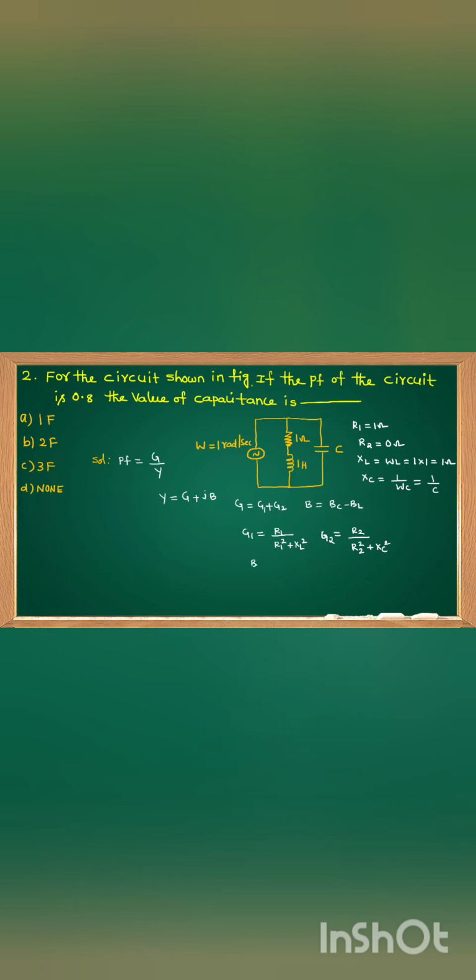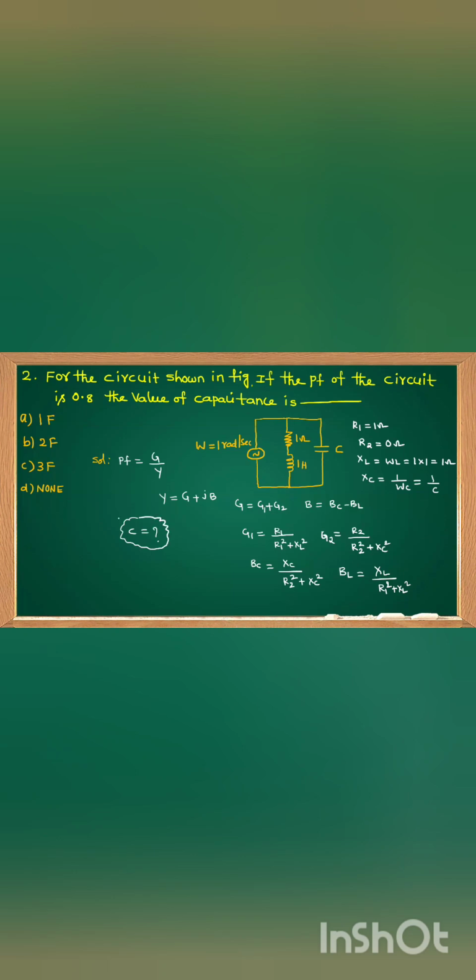Then what is the BC formula? BC equal to XC by R2 square plus XC square. What is the BL formula? BL equal to XL by R1 square plus XL square. Somewhat lengthy problem. Calculate all this, substitute here, then equate power factor equal to 0.8. From this you calculate the capacitance.